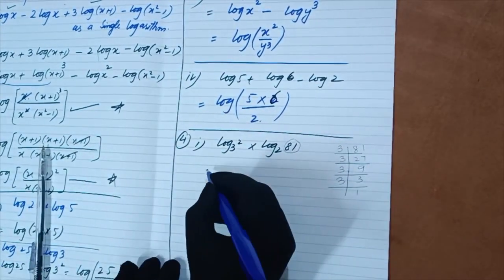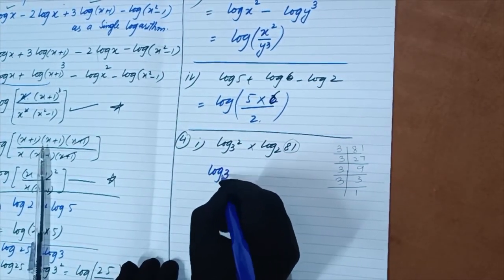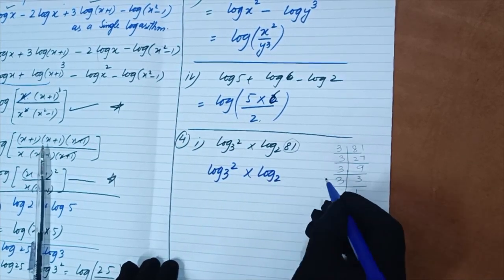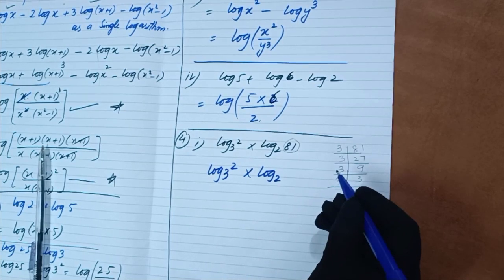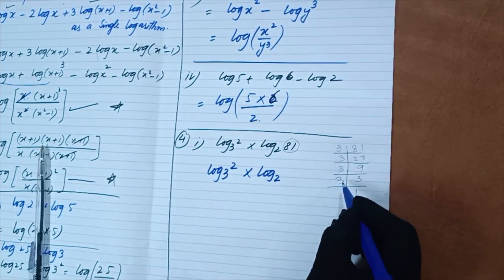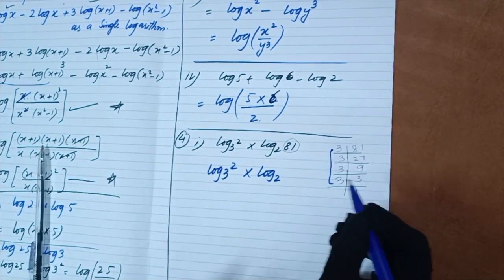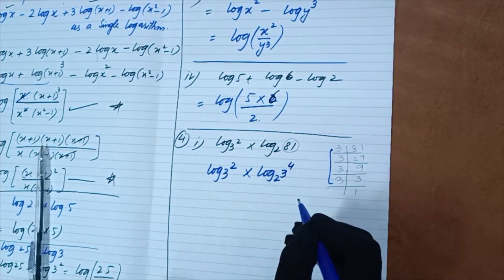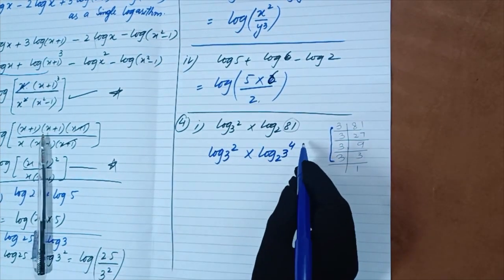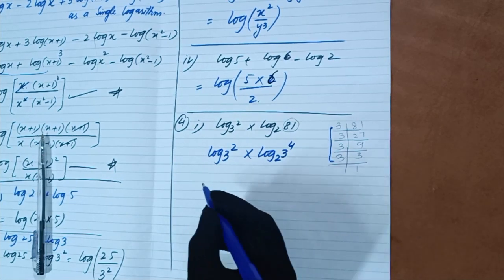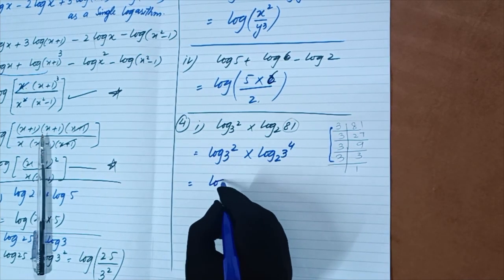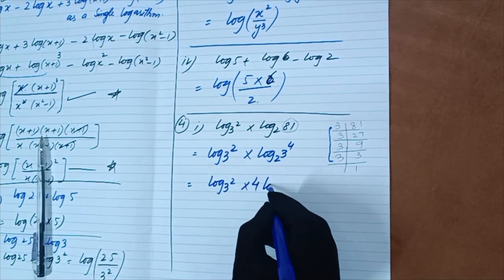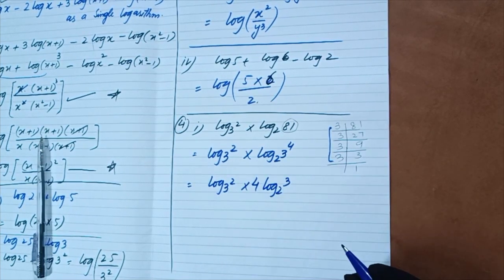Writing in this form, log with base 3 of 2, and write this 2 as a base. You must be clear what is written in the base and what is the actual number. The actual number 81 can be changed to 3 to the power 4. Whatever the power, we shift it to the start. So log base 3 of 2 into 4 log base 2 of 3.